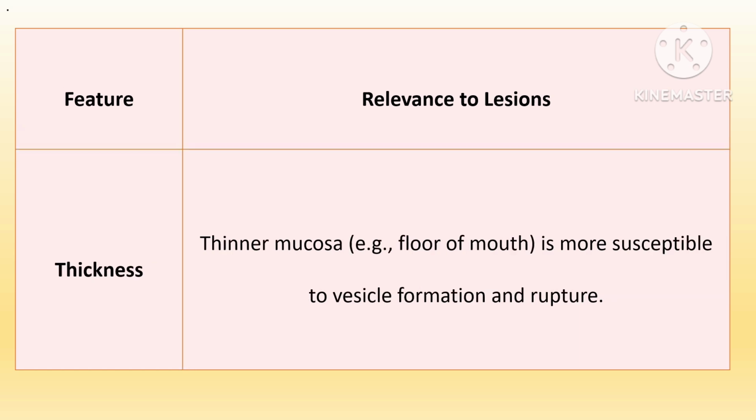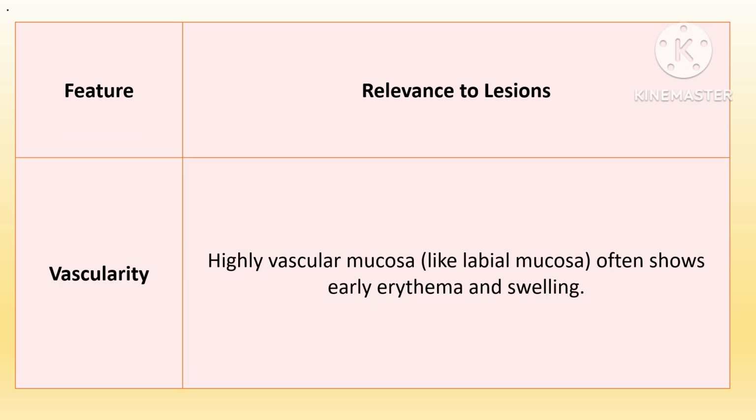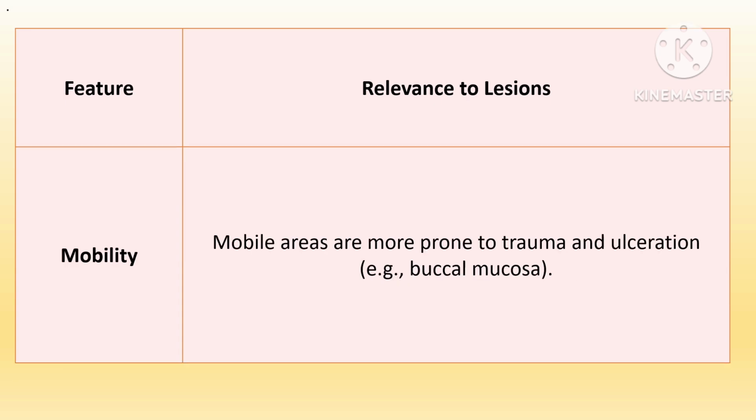Second is the thickness of oral mucosa. Thinner mucosa can't withstand pressure well, so blisters form easily. Third is the vascularity. Areas rich in blood supply, like lips, show early signs of redness and swelling when they are injured. Fourth is mobility. That means the tissues that move more, such as inner cheeks or tongue, are more exposed to friction and accidental biting, which increases the risk of ulcers.